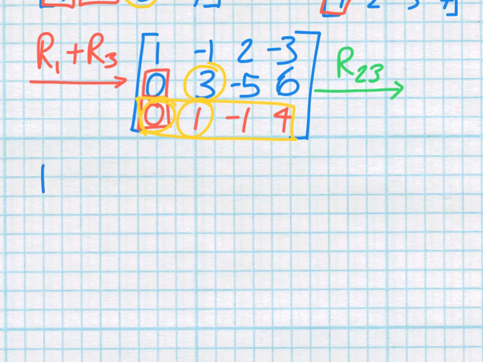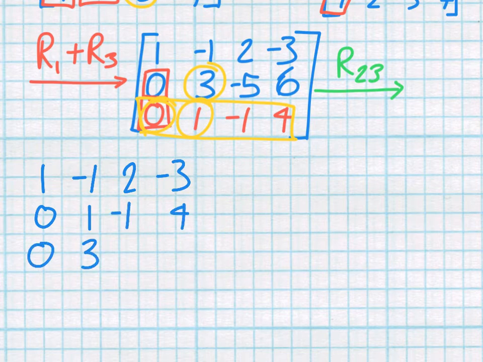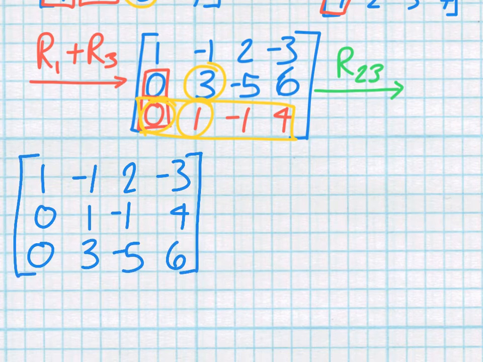1, -1, 2, -3, 0, 1, -1, 4, 0, 3, -5, 6, just like that. So we switched rows 2 and 3. So I'm liking how this looks. Got zeros in the right places, and I've got 1s going down. So now I need to see if I can get rid of this 3 right here.